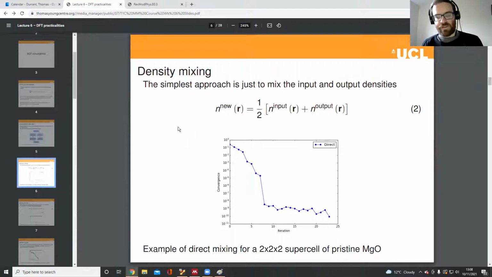The simplest way you could do that is just to take half the input and half the output density, add them together, times it by half, and that is your new input density. I just thought this has been something that will work well in simple cases. So here's an example of convergence of just a 2x2x2 supercell of magnesium oxide, which is a nice clean system with a reasonable band gap.